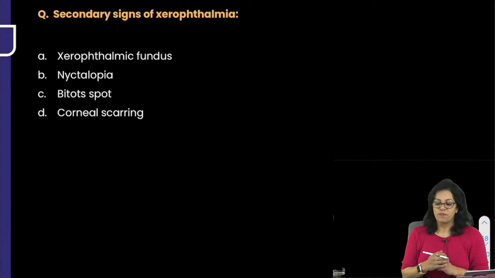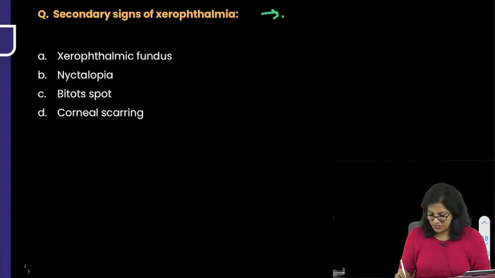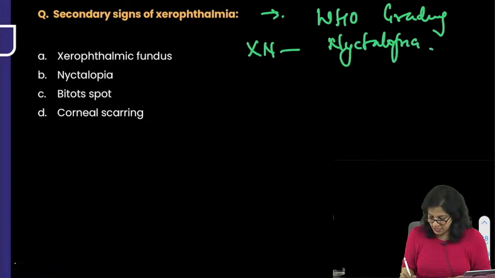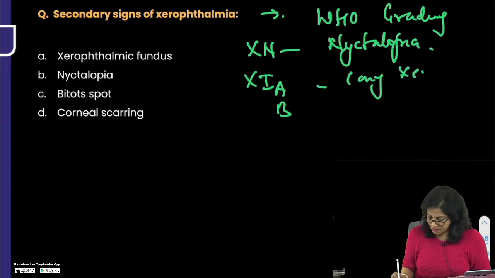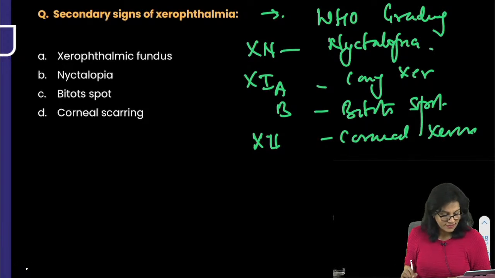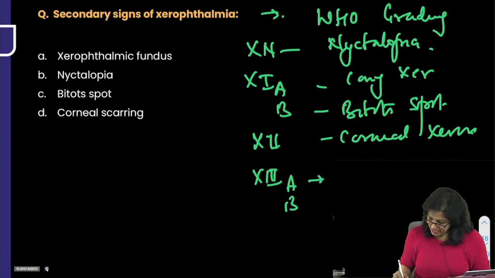Secondary signs of xerophthalmia. Everybody knows xerophthalmia is vitamin A deficiency. Quick revision of WHO grading of xerophthalmia. XN is nyctalopia. This is night blindness, right? We will discuss the questions after this. Then comes X1A and X1B. A is conjunctival xerosis and B is Bitot spot, B for B, Bitot spot. Done. What is X2? This is corneal xerosis. Then X3, A and B. What is A? This is keratomalacia or melting of the cornea.